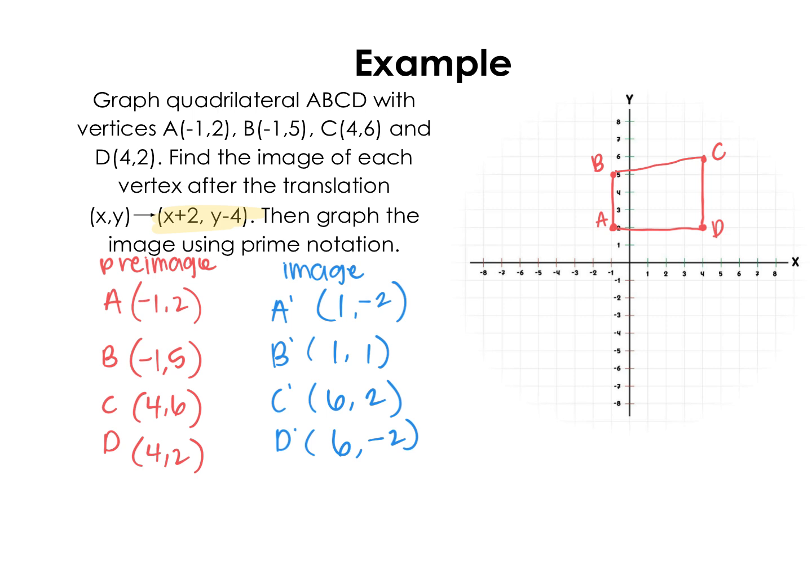So our A prime is 1, down 2. This is A prime. B prime is 1, 1. C prime is over 6, up 2. And D prime is 6, -2. And we can connect our points here, and we can confirm that translation.